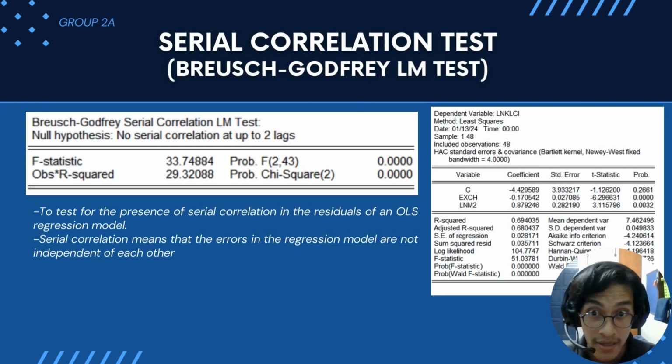Next up is the serial correlation test, which is the Breusch-Godfrey LM test, where we test the model for the presence of serial correlation in the residuals of the OLS regression model. Serial correlation means the errors in the regression model are not independent of each other. As you can see from the result, the probability chi-squared p-value is below 0.05 and thus we reject the null hypothesis. In conclusion, the model has autocorrelation. But we can fix the autocorrelation by using a new WS model instead of the OLS model. The new WS model will help to fix the model by giving us a less biased standard error.